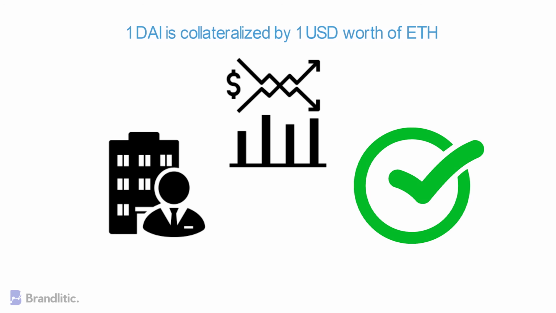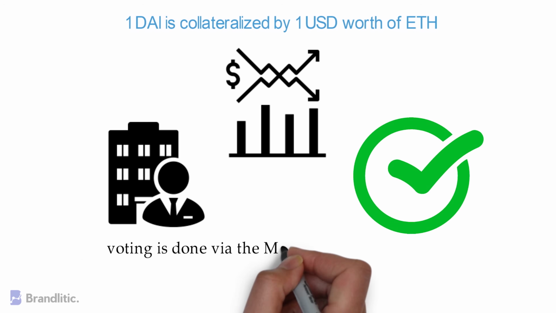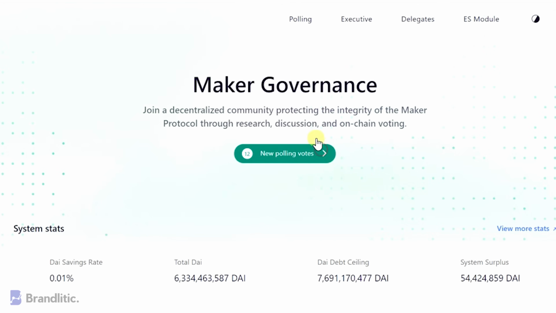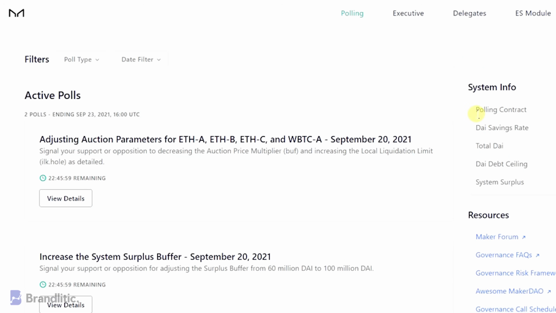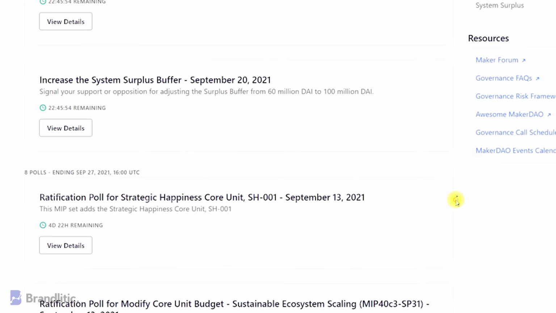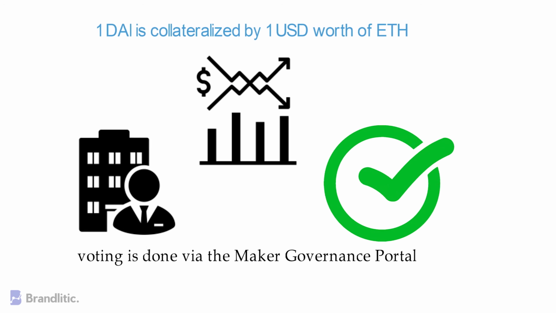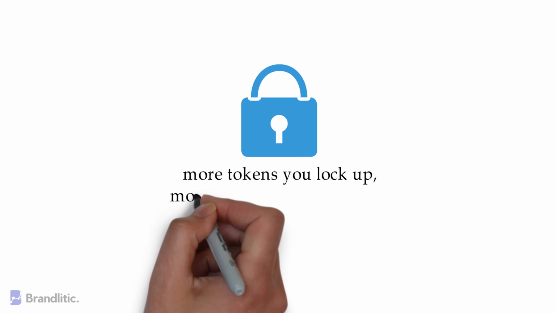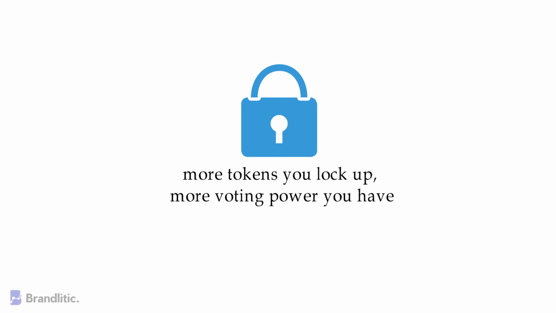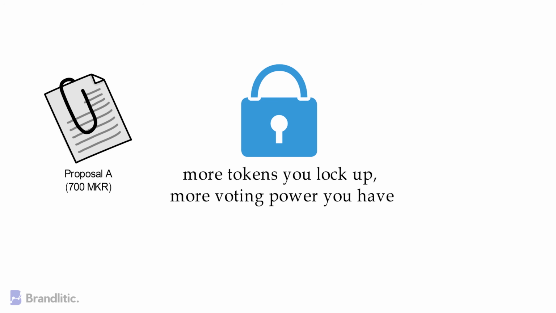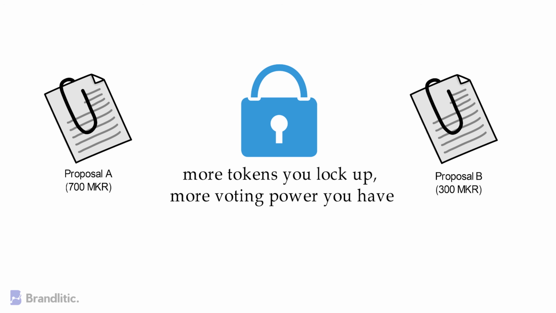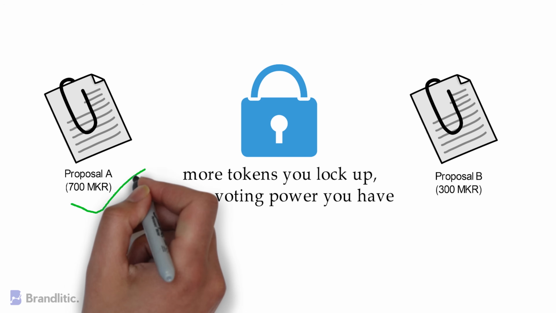Further, do note that in MakerDAO, voting is done via the Maker Governance Portal, which is a user-friendly front end to the smart contracts that make up the DAI credit system. To vote here, you need to lock up your tokens, and the more tokens you lock up, the more voting power you will have. Voting results are determined by the amount of Maker that votes for each proposal. For example, if proposal A has a total of 700 Maker voting for it, and proposal B has about 300 Maker, proposal A would win with a 70% majority.